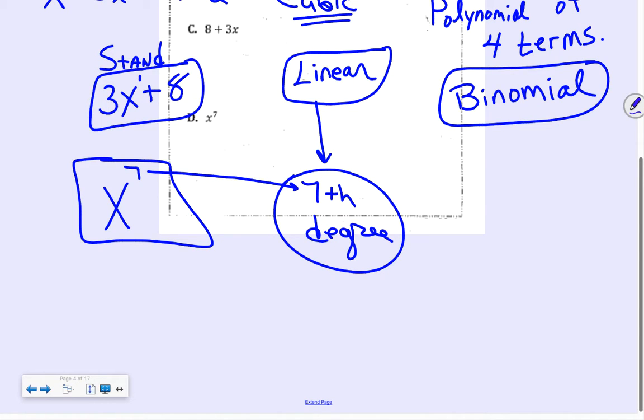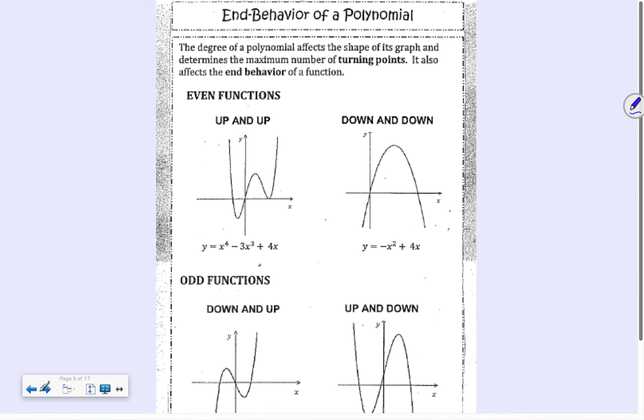Okay? How many terms do you see there? X to the 7th. I see 1. Call it a what? Polynomial. Good? This is all terminology. You just got to know the words. Otherwise, if you don't know the words, these 6 people that are on here, they're in trouble. They're going to have to watch this.